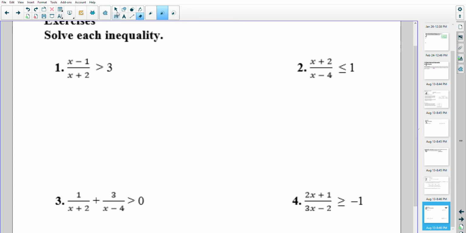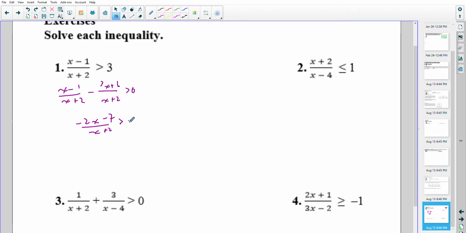The first one is going to be where you have to set it equal to greater than 0. And so when you do this, you're going to see that you have x minus 1 over x plus 2. And then when I subtract 3 off both sides, I want to also have the same denominator of x plus 2. So a couple things at once here. This is going to be 3x plus 6, which is now greater than 0. That means that it's going to be a minus 2x minus 7 over x plus 2 greater than 0.